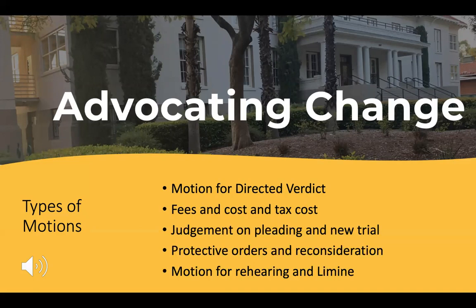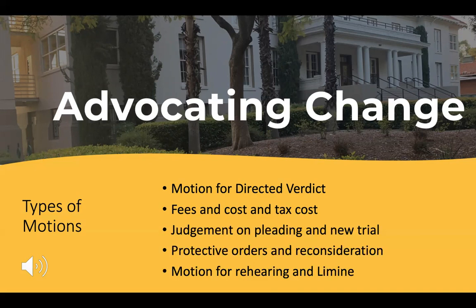Motion for judgment on pleading is a challenge to sufficiency of a pleading after a response has been filed. Motion for a new trial is a request for a new trial based on a problem with consideration of evidence by the fact finder. Motion for protective order is a motion to avoid responding to discovery. Motion for reconsideration is a motion made for the second time but on additional facts. Motion for rehearing is a motion made for the second time requesting the court to correct a mistake made initially.